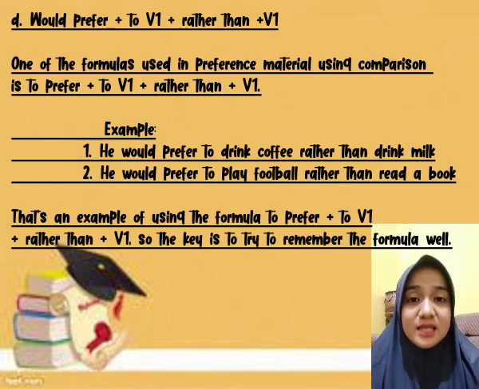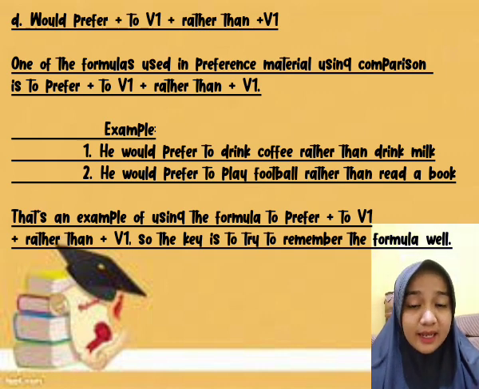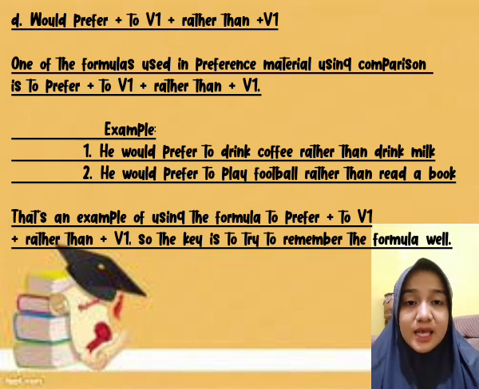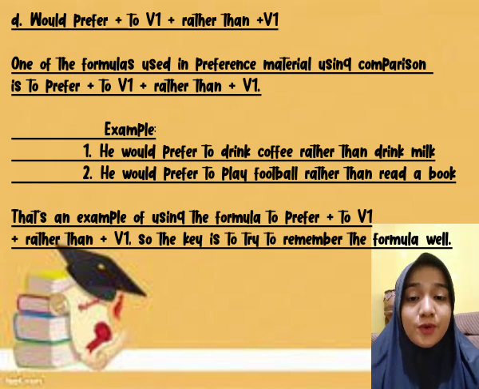Example, the first example is he would prefer to drink coffee rather than drink milk. 2. He would prefer to play football rather than read a book. That's an example of using the formula would prefer plus to V1 plus rather than plus V1. So the key is to try to remember the formula well.